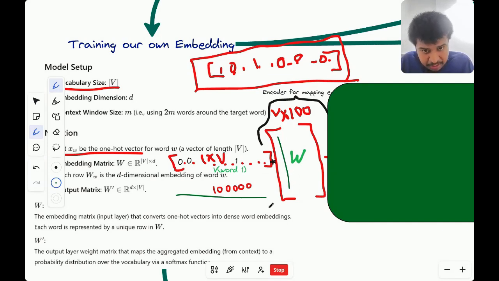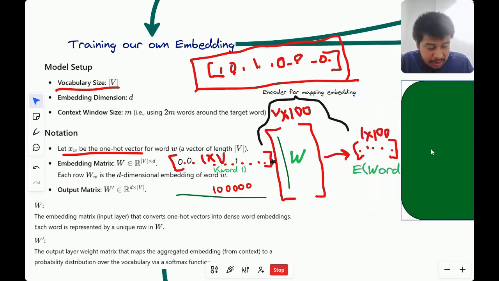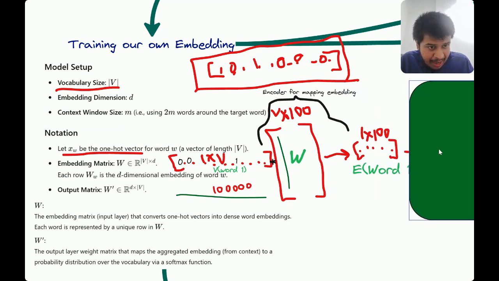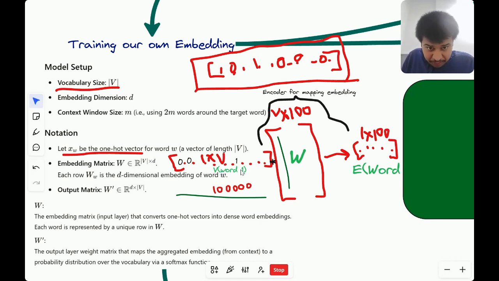After multiplying it, what will we get? We'll get the 100 dimensional actual embedding of the first word, just the first word. Fine. But even this is not optimized, because we are only getting the representation of the first word.